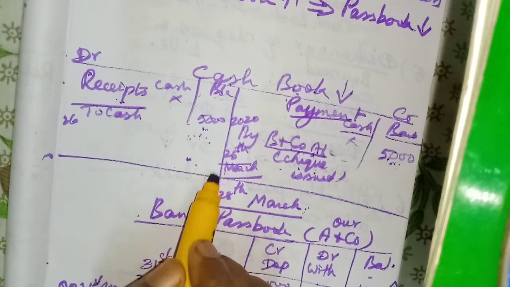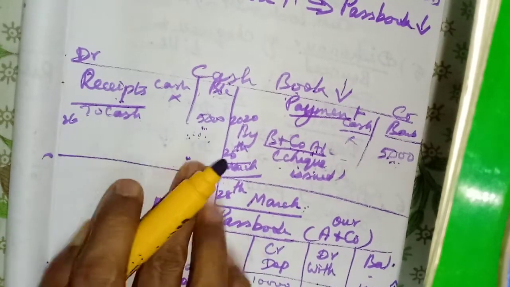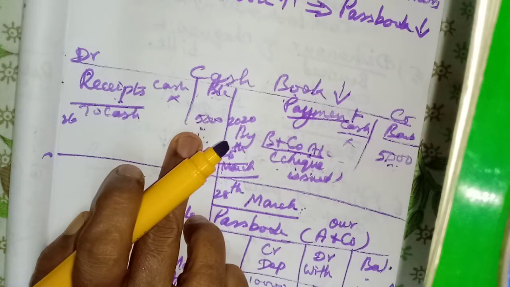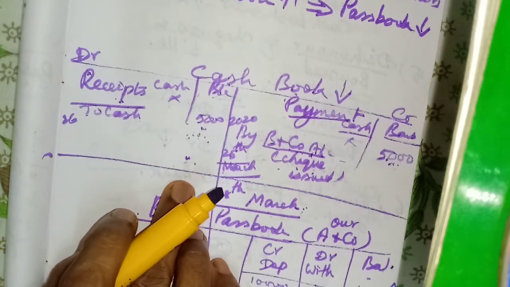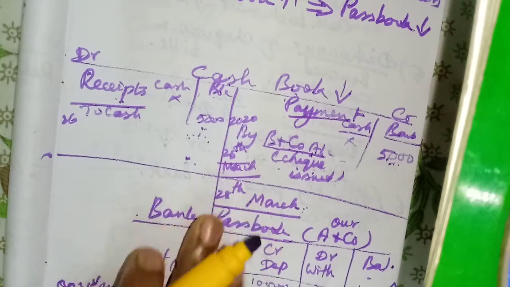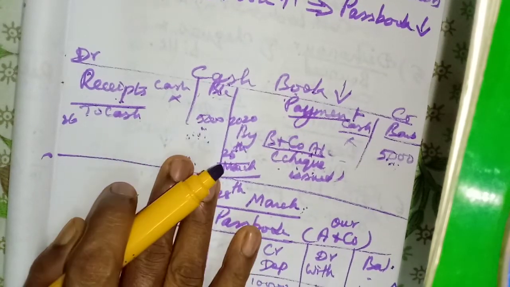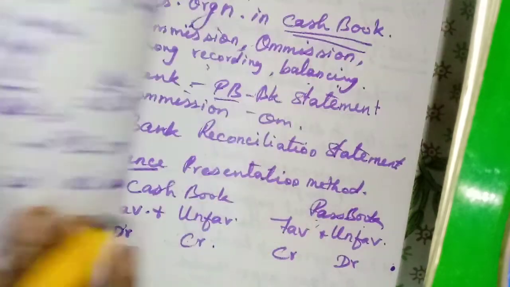The balance shows less because if we don't write a receipt, the balance will be less. If we write more on the receipt side, the balance will be more. But here we have not written, so the balance is less. In order to equalize the cash balance, we need to add. That is why we add all these credits.